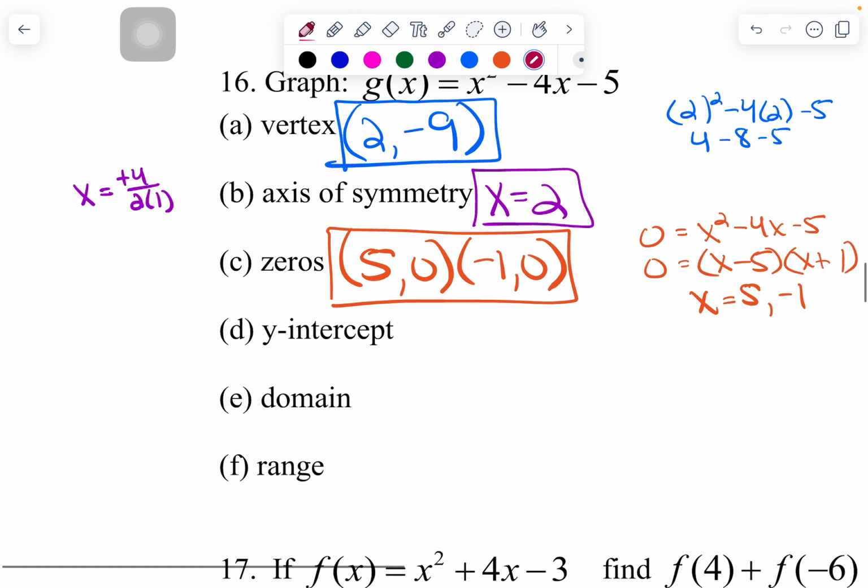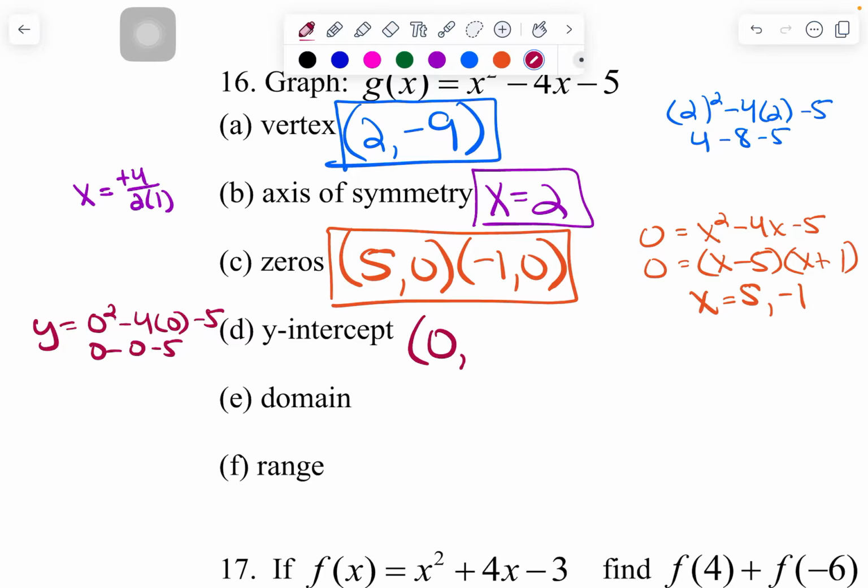Y-intercept, I'm going to go ahead and make x equal to 0. So y is equal to 0 squared minus 4 times 0 minus 5. So 0 minus 0 minus 5. That's going to be 0 comma negative 5. Oops. I don't need 2 sets of parentheses.